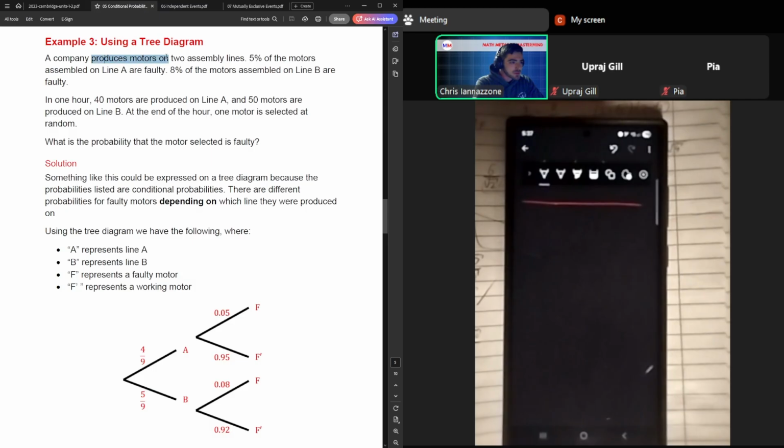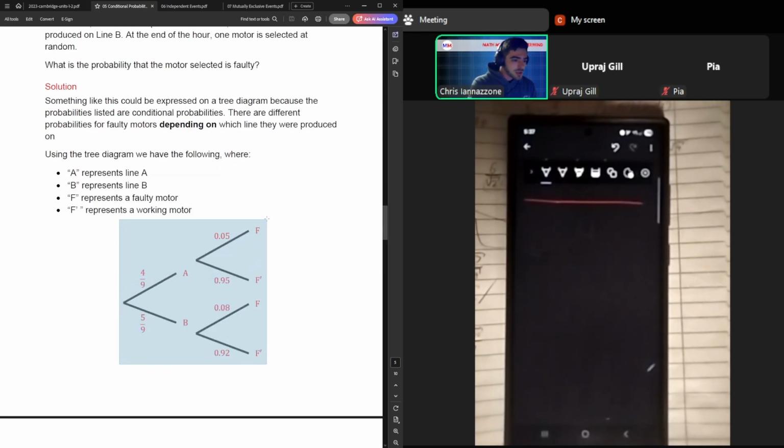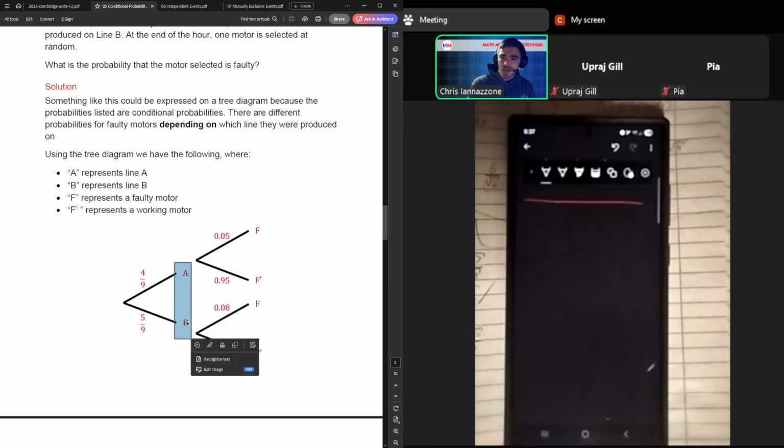In this case, we have a company producing motors on assembly lines, and we're told specific fault rates for each assembly line. In 1 hour, 40 motors are produced on line A, 50 are produced on line B, and at the end of the hour, they basically get all chucked into a box, and then one is selected. We want to figure out the probability that that motor that is selected is faulty. So first thing we do is set up our tree diagram. First, you'd want to select between line A or line B. Those are going to have a 4 out of 9 and a 5 out of 9 chance respectively.